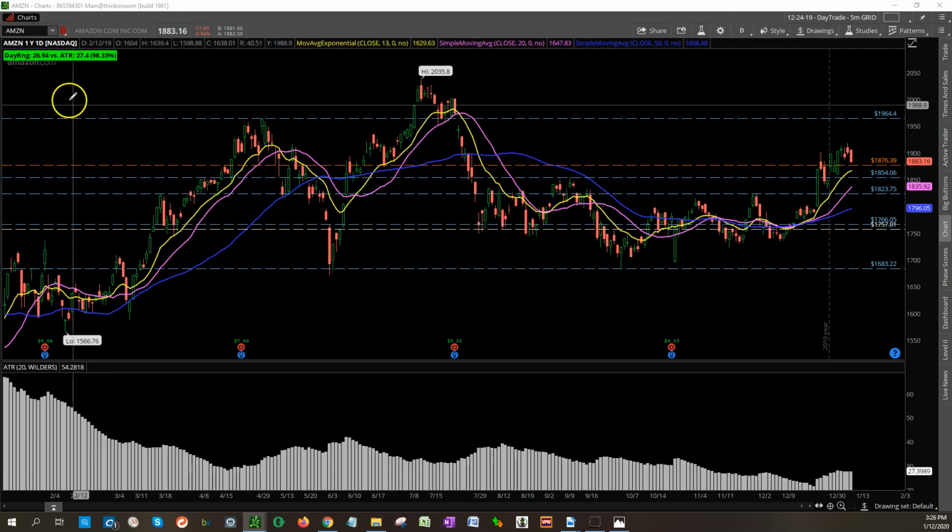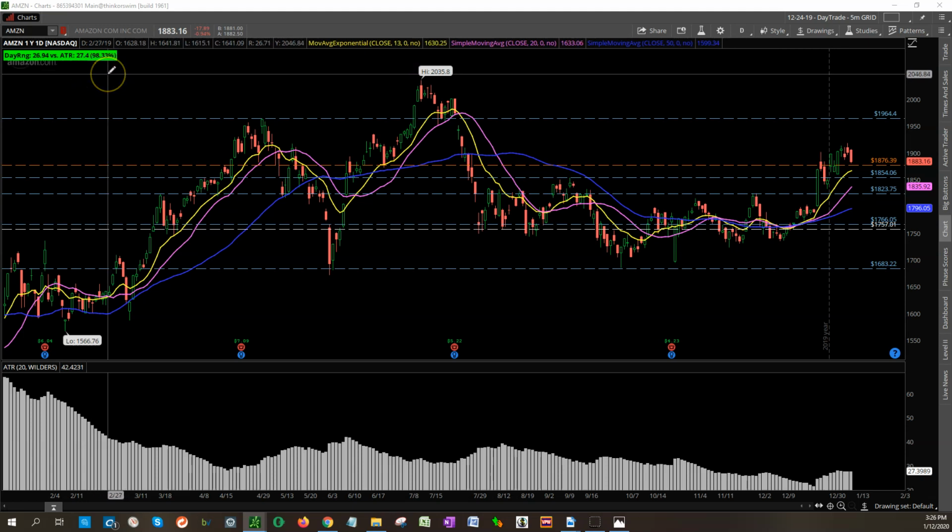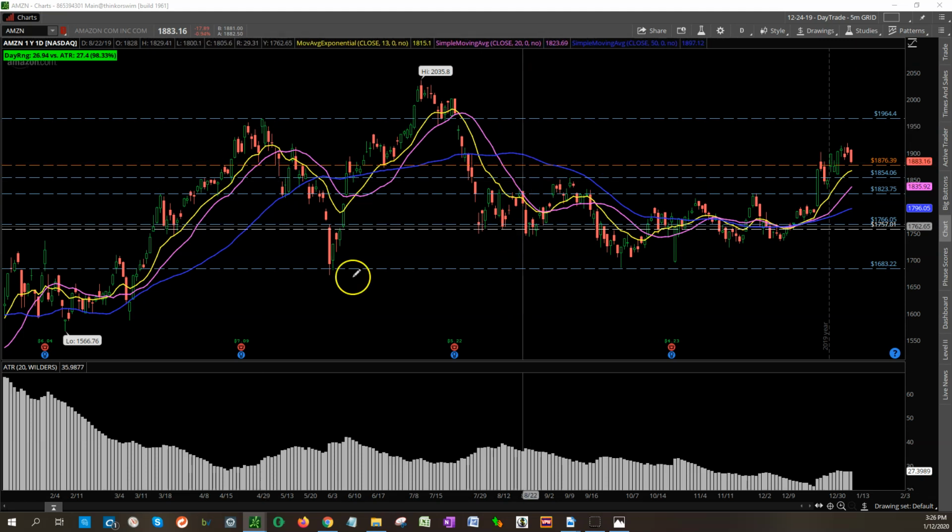This stock moved $26.94 versus its average true range. So the day range was $26.94 versus $27.40. It was a 98% move for the day, okay? So this is going to encompass wicks.